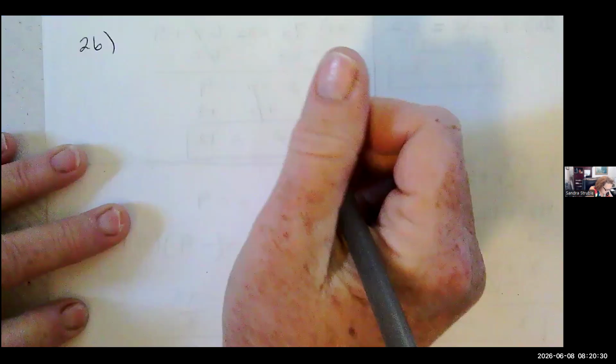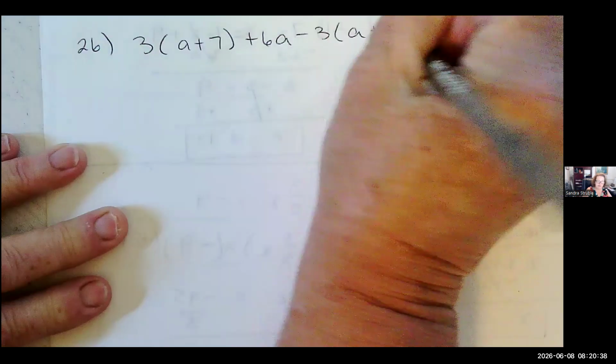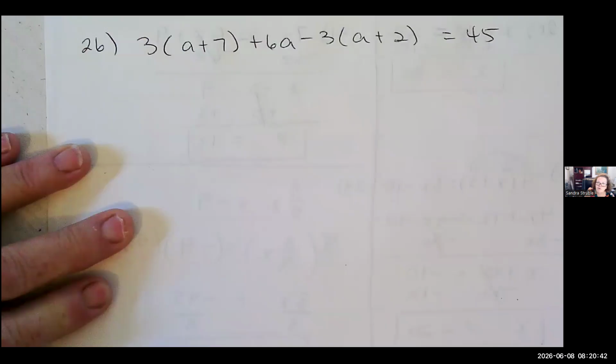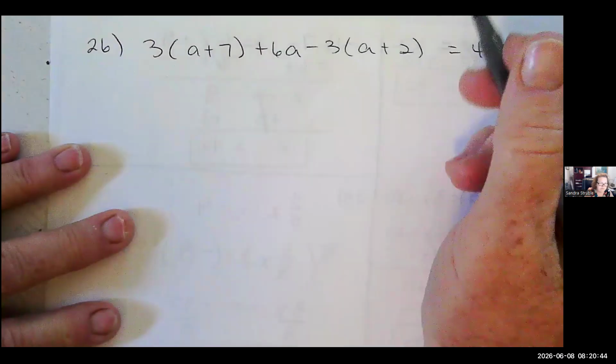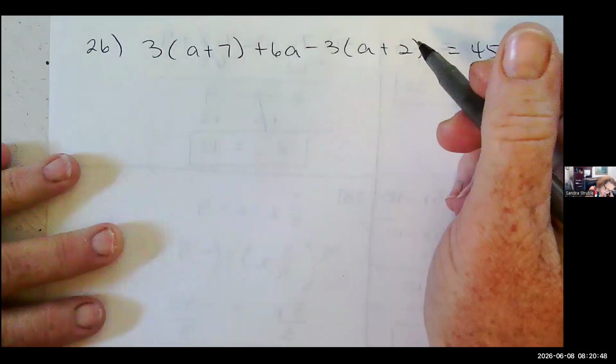The next one is 26. And it is 3 times a plus 7 plus 6a minus 3 times a plus 2 equals 45. By the way, that last one I just did, you will not have in any of your classes that you're going to take moving forward. We don't cover it in problem solving, and we do not cover it in college algebra. Okay, it's just something you need to understand.